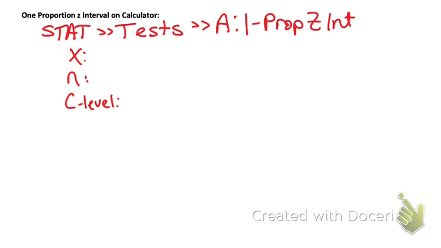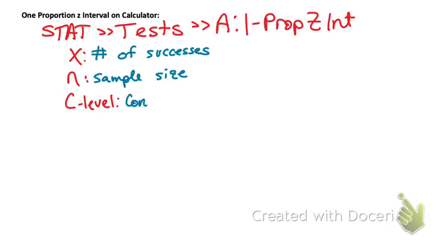All right. The X, this is your number of successes. N, you guys know what N stands for, right? That's your sample size. C-level. This is going to be your confidence level, but you got to put it as a decimal. So if we want to be 95% confident, you're going to put in 0.95 there.